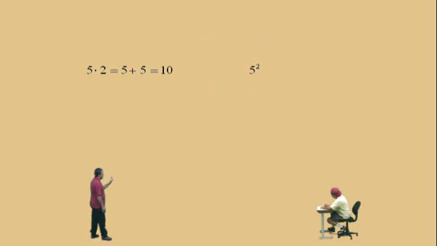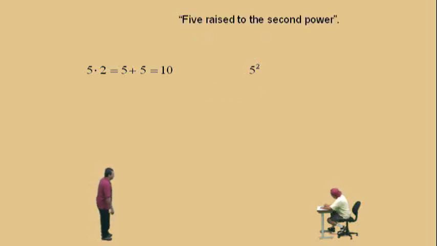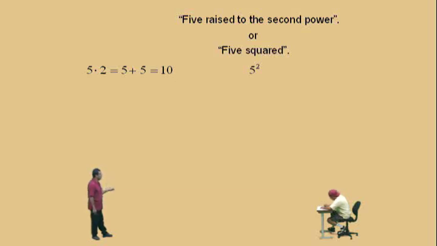You can say it as 5 raised to the second power, Charlie. But 5 raised to the second power can be said differently, because a number raised to the second power occurs quite often, and we have a shortcut name. We call that 5 squared. So you can say it either way, 5 raised to the second power or simply 5 squared.